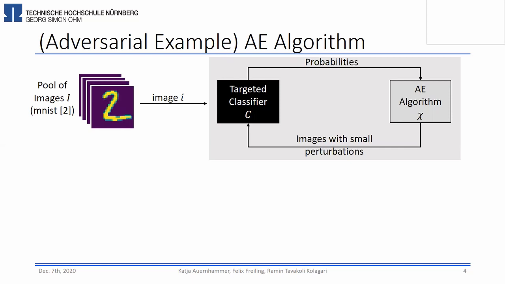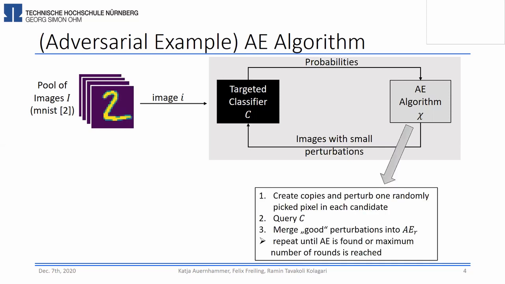It works in an iterative fashion, such that in each iteration it creates copies of the original image in the first round, or in any other round, the temporary, not yet adversarial example from the previous round. And in each copy, it perturbs one pixel, and this pixel is picked randomly. We call these copies with the small perturbations candidates. All candidates are then queried from the classifier to receive probabilities.